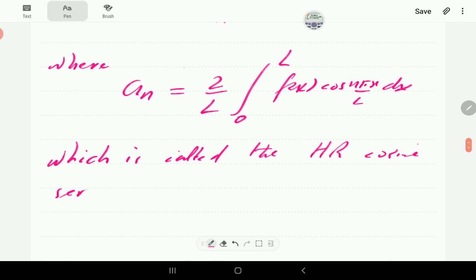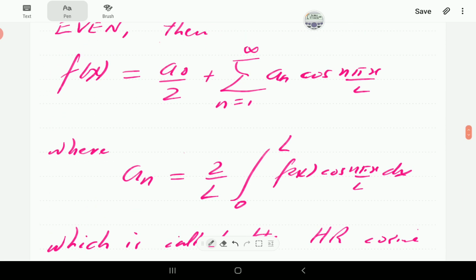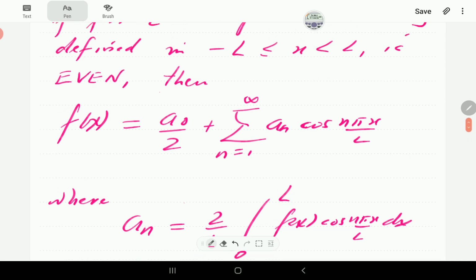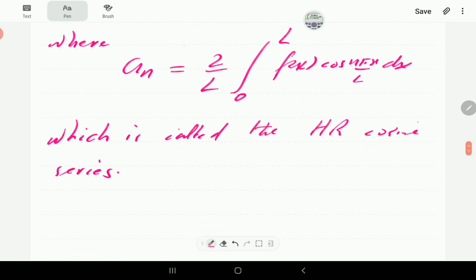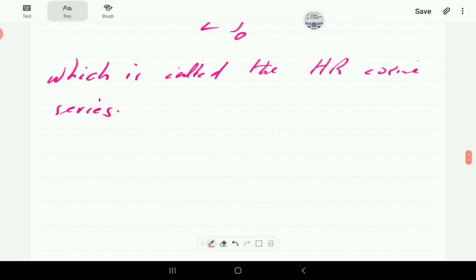So that's for the case when f is even. Remember, evenness and oddness has got to do with what happens across the origin. So that's why this is going to be from 0 to L. And here we are talking about the behavior of the function across the origin in this symmetric interval. So that's the half-range cosine series.